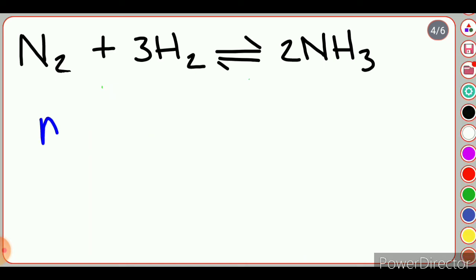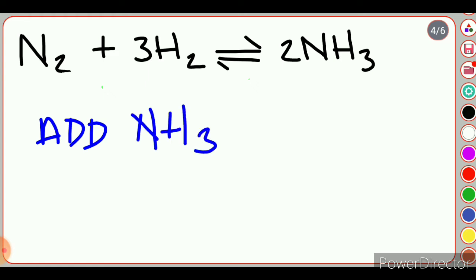Next, I am going to add some NH3 to the system. That is, I am increasing the concentration of product. Increasing the concentration of product, the system will try to decrease the concentration of product. For that, more NH3 is converted back to N2 and 3H2. So the system will increase the rate of backward reaction. That is, to reduce the concentration of NH3, the system will increase the backward reaction, and more NH3 is converted back to N2 and H2.